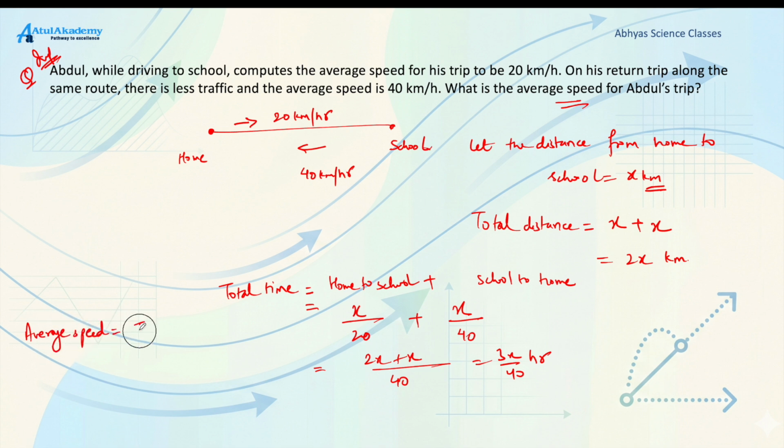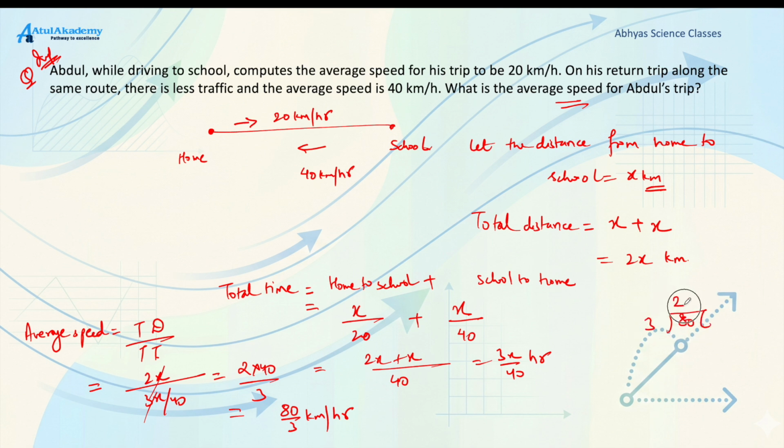Average speed is total distance by total time. So total distance is 2x, total time is 3x by 40. Clear? So 40 goes up, 2 into 40, x cancels out, we have this, right? So what is this? It's 80 by 3 km per hour. Calculate what you will get here. You divide 80 by 3.